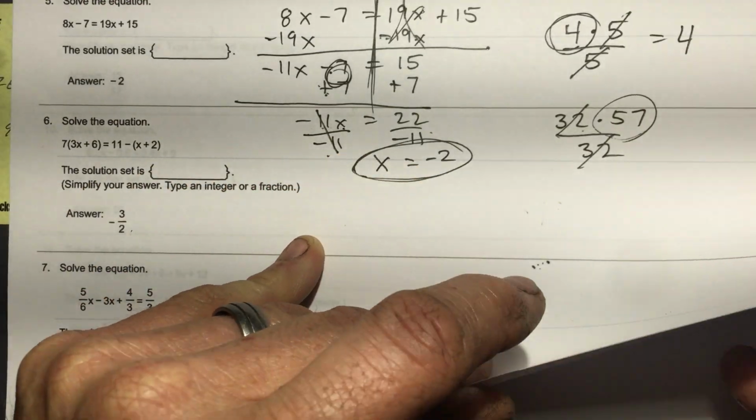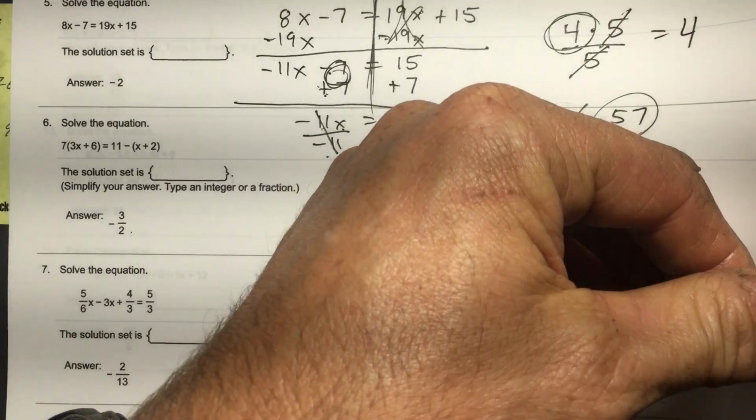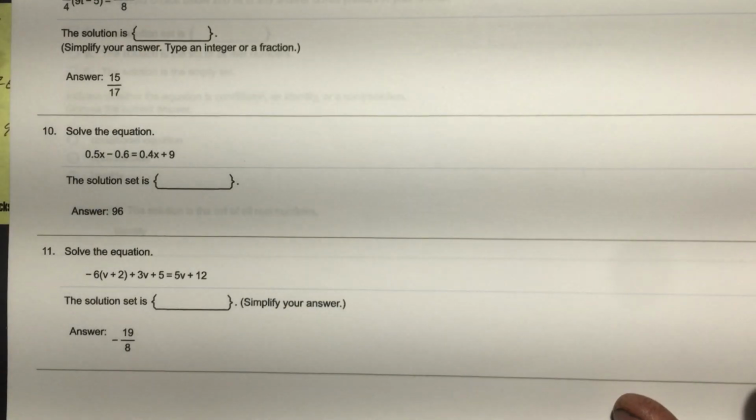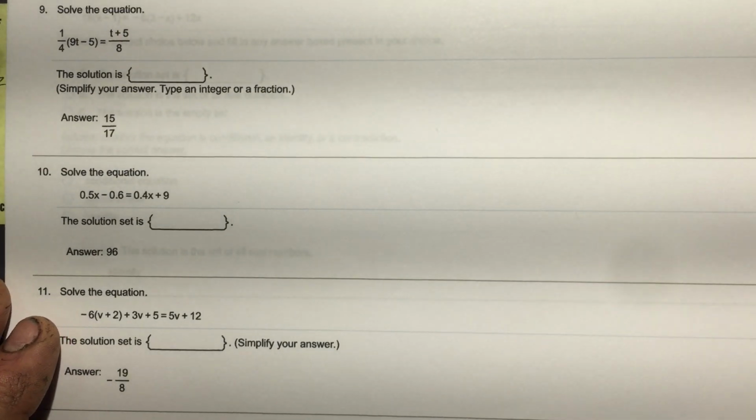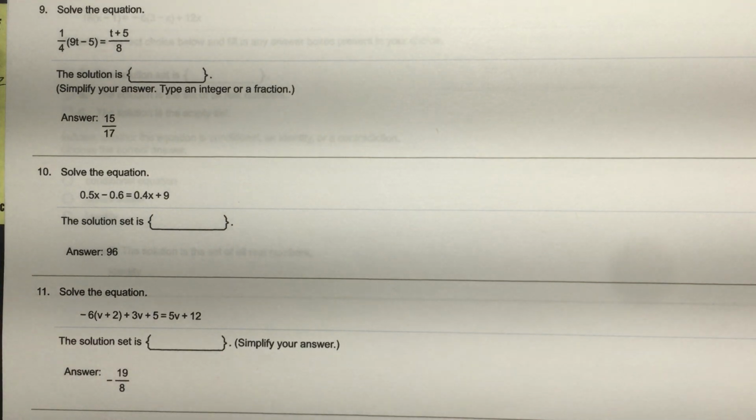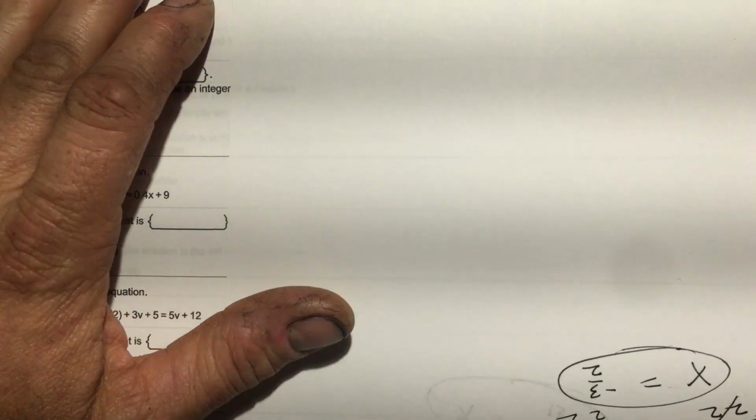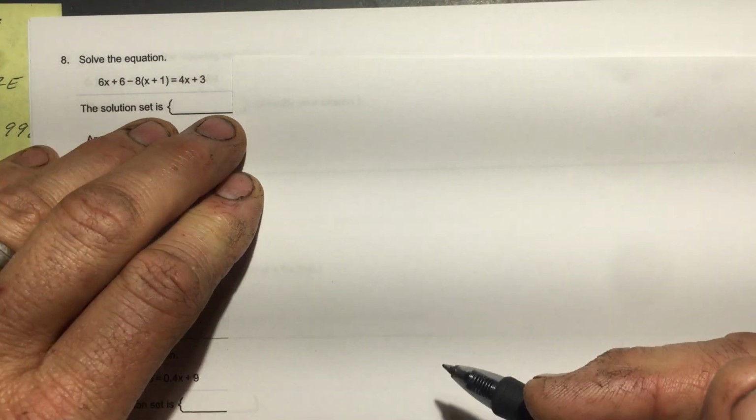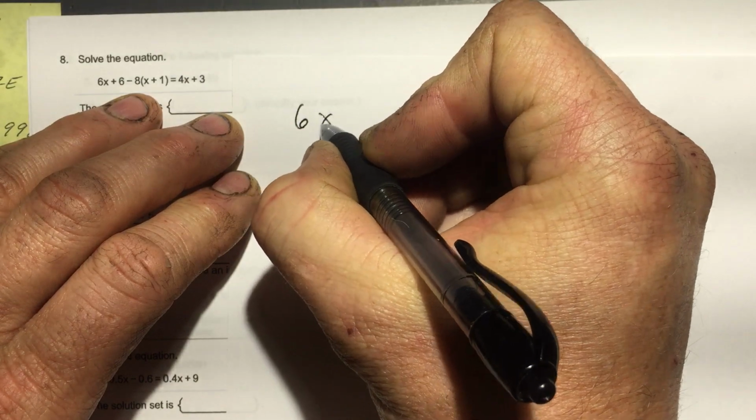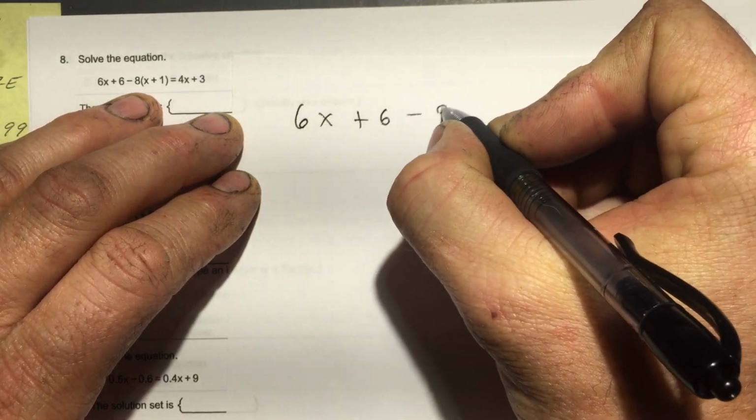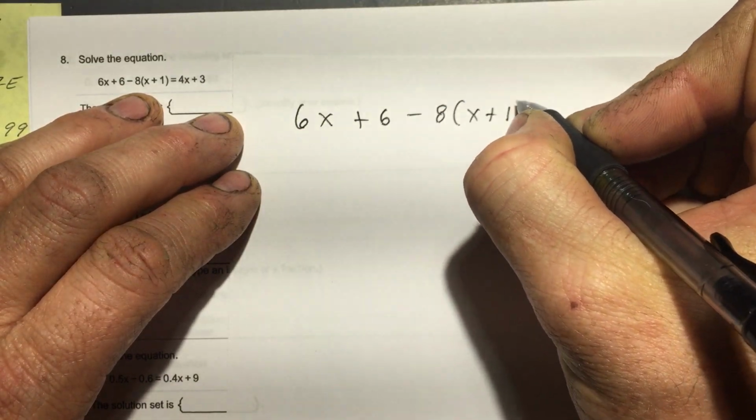Okay, let's solve this equation right here. Okay, let's get it where you can see it a little better. All right, so we have 6x plus 6 minus 8, and then I got parentheses, x plus 1.